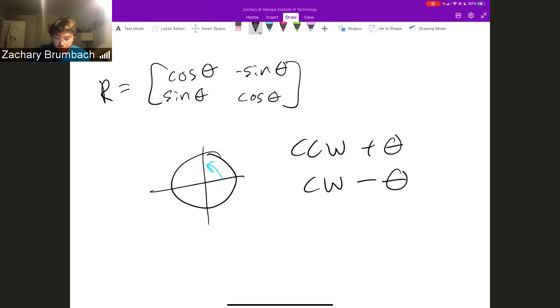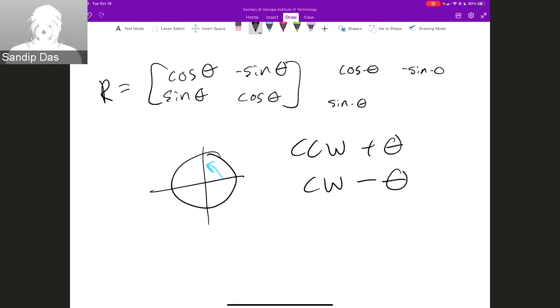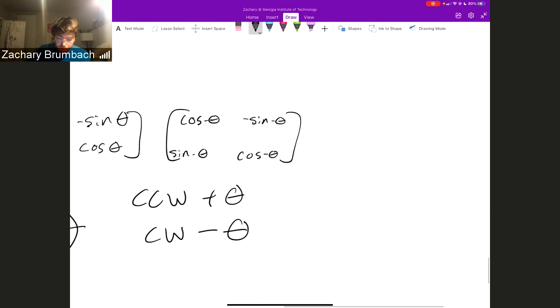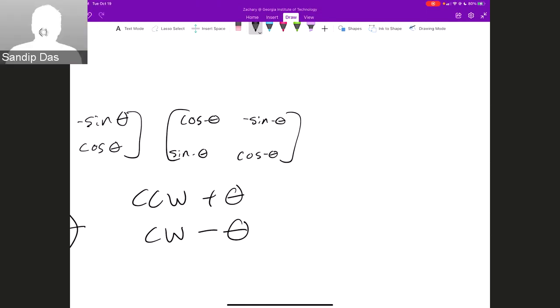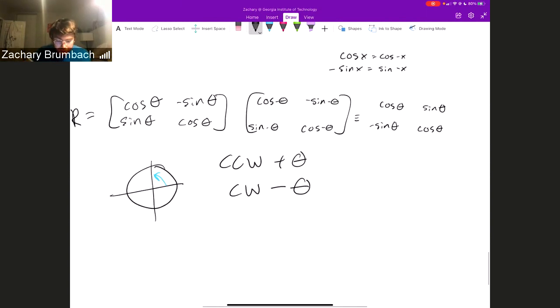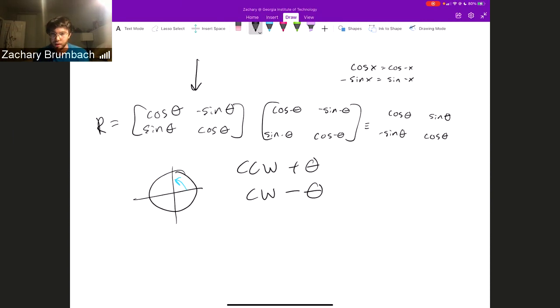Technically, if you plug in a negative angle, you'll get cosine of negative theta, sine of negative theta, negative sine of negative theta, cosine of negative theta. I'm pretty sure that still comes down to cosine theta, sine theta, and then negative. Yes, you could flip that using the definitions that cosine x is equal to cosine of negative x, and negative sine of x is equal to sine of negative x. So this is just cosine theta, negative sine theta, sine theta. But I like to stick with this one and just determine if my angle is positive or negative, so I don't have to remember two matrices and confuse myself.